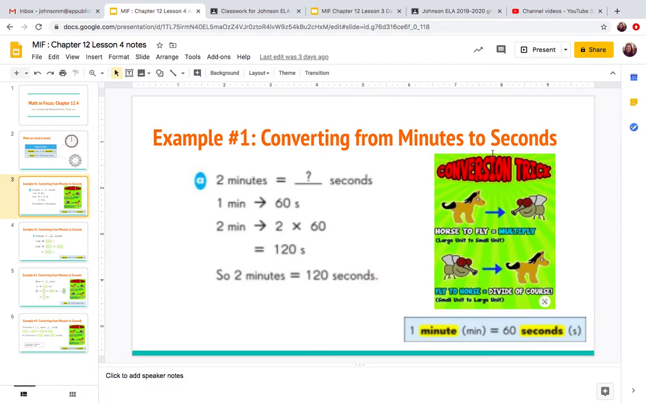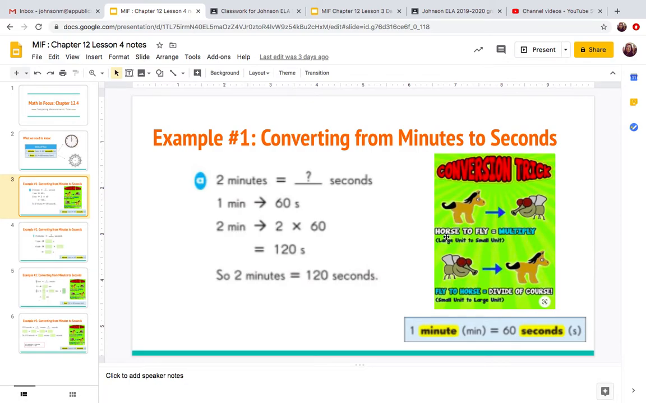Example 1, converting from minutes to seconds. So what is smaller, minutes or seconds? Seconds, that's right. So we're going to go from minutes to seconds. So minutes is bigger than seconds. So we're going from something larger to something smaller.